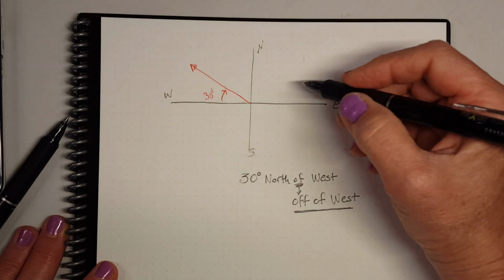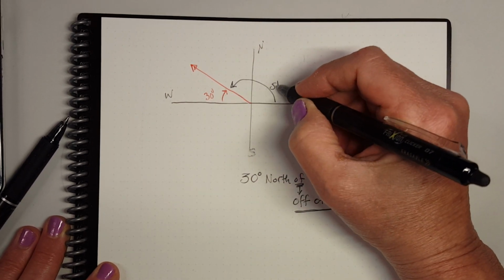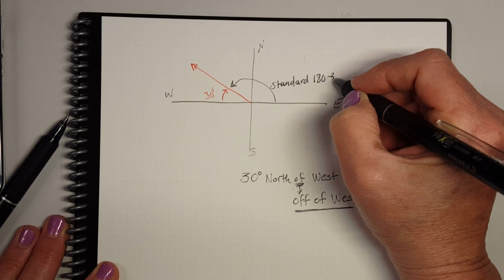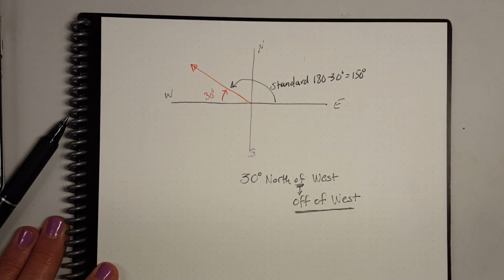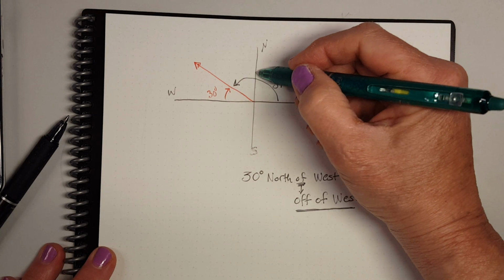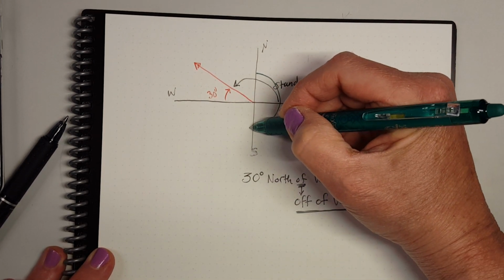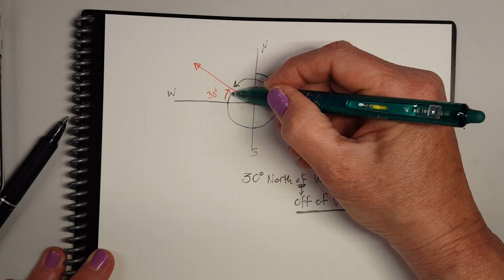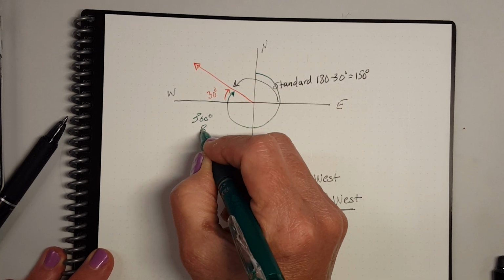What is that in standard position? So in standard position, that's going to be 180 minus the 30 degrees. So we're at 150 degrees in standard position. What is the bearing? The bearing of that angle is this way. So I'm going to go 180, 270, and then 30 more. So that's a 300-degree bearing.